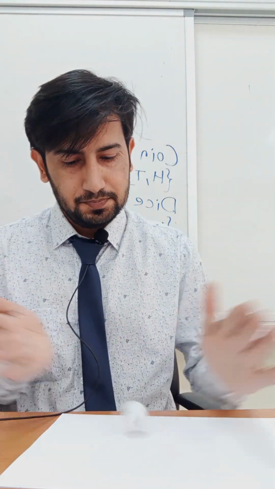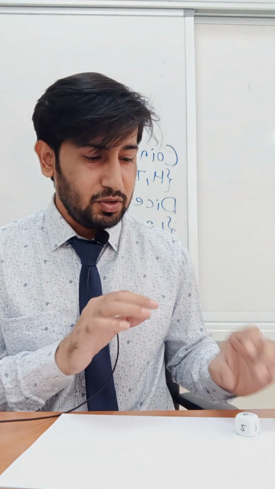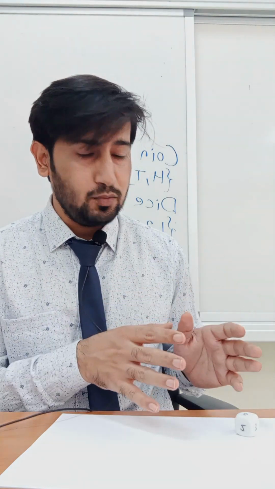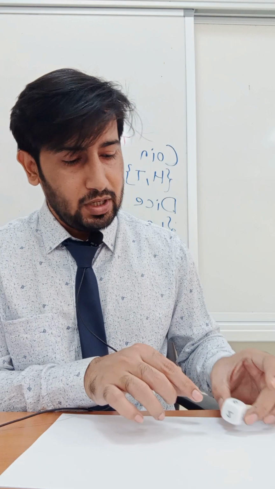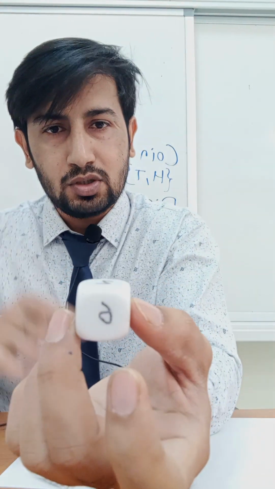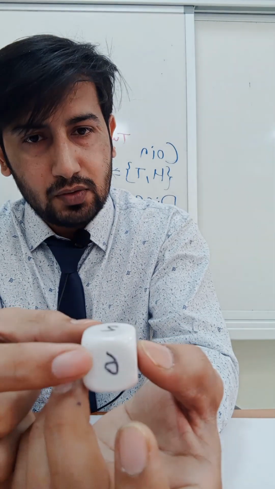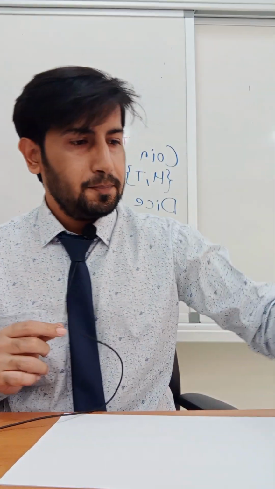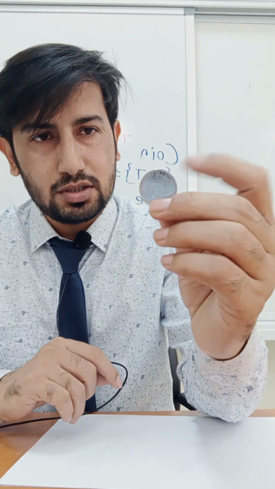Now let's roll it. I'm just playing. So rolling this is called an experiment. What do we call it? Experiment. While doing the experiment, I got the number 6 on top. So this is called an outcome. What do we call it? Outcome. Right.